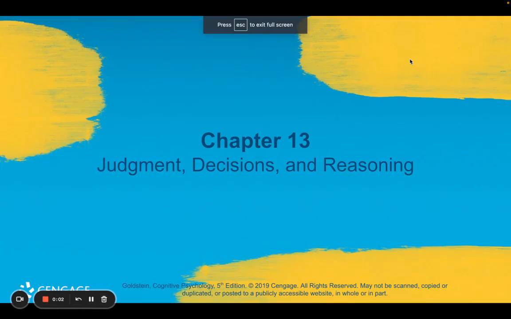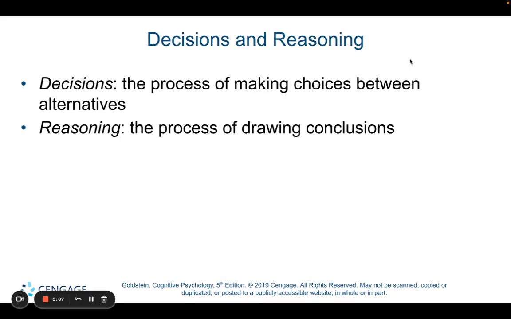And for our final chapter, chapter 13 is called Judgment, Decisions, and Reasoning. So, a decision is going to be how we process or make a choice between two alternatives. Like sometimes we have to make decisions about maybe what we'll have for breakfast. Do I want pancakes or do I want cereal?